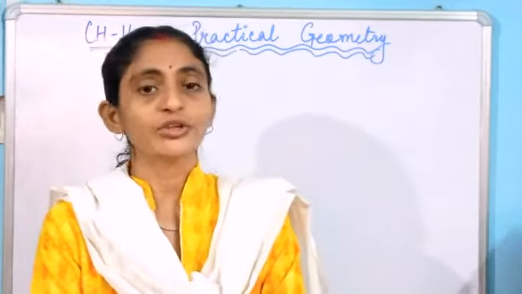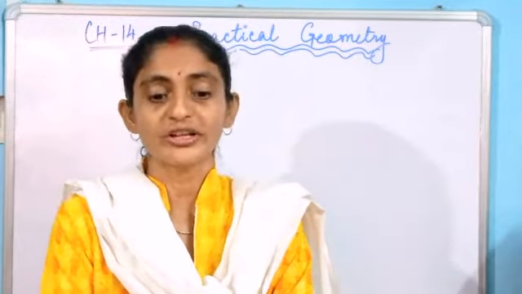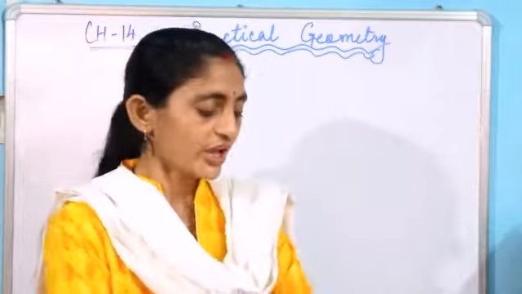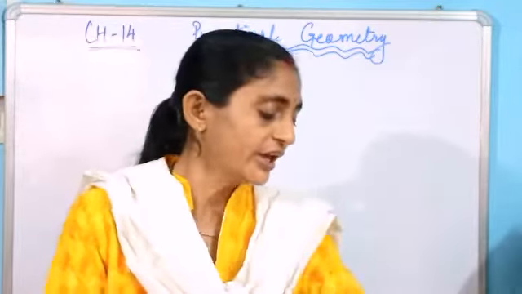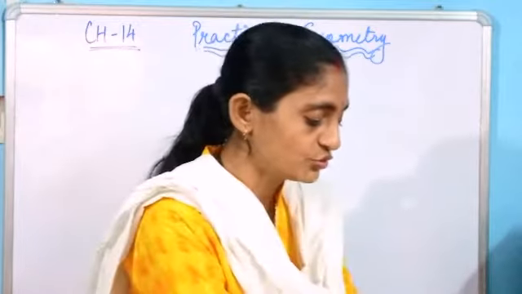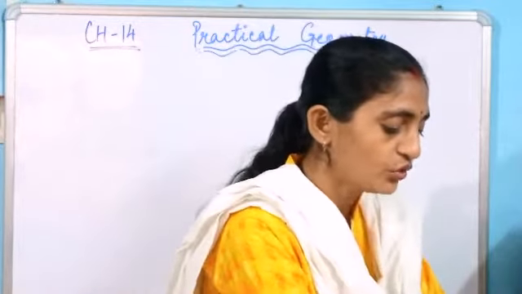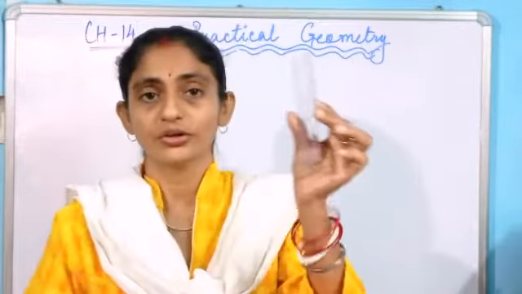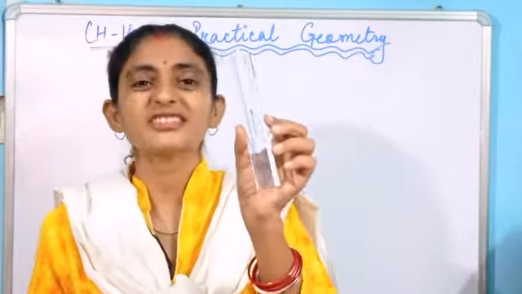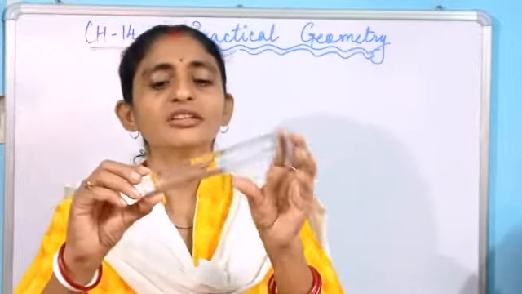Okay, so for that we have to open our instrument box, that is the geometry box. And what are the things you have in your geometry box? Let's come with that. The first and foremost thing which we use for that, and you all are very much aware of it, this is the ruler. We used to call it scale. And what are the main things it has?